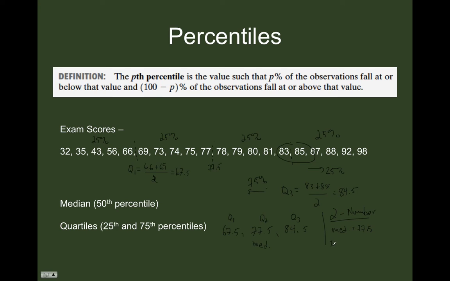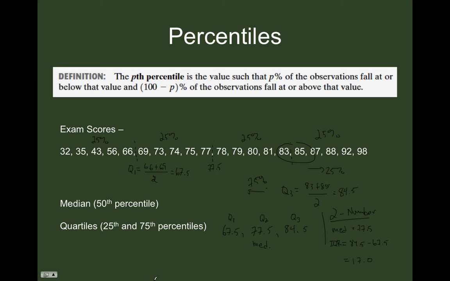Actually, the measure of spread that corresponds to the median is called the IQR, and that stands for interquartile range. The IQR is equal to Q3, 84.5 in this case, minus Q1, 67.5. Simplifying here, what do we get? It's going to be 0.07, and I borrowed 1. I think 17.0 is the IQR.